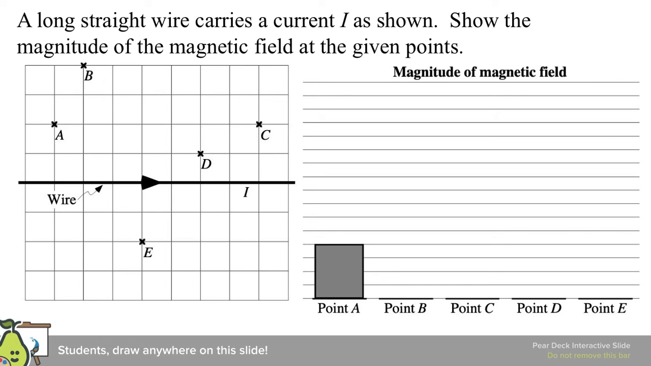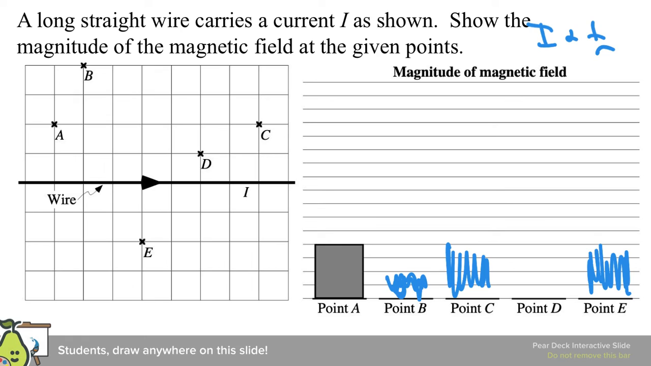A long straight wire carrying current I is shown. Show the magnitude of the magnetic field at the given points, based on that point A is 4 of these little lines. Well, again, we have that B is proportional to 1 over r. So, for instance, B is twice as far, so it's only going to have half as much. C is exactly as far, so it'll have the same amount as A. E is also exactly as far, so it'll have the same amount as A. And D is half as far, so it's going to be twice as much. So something like this.